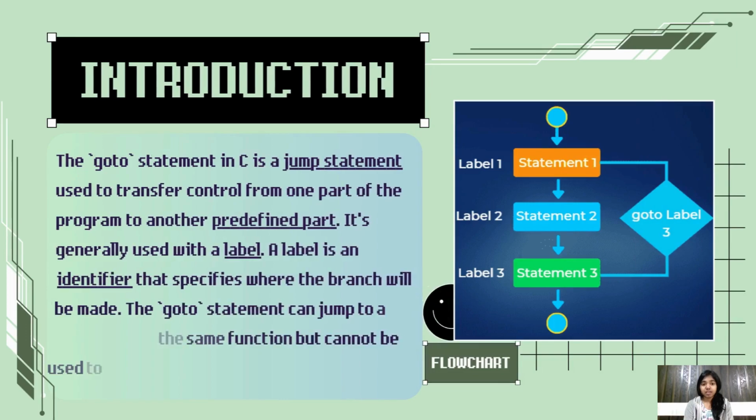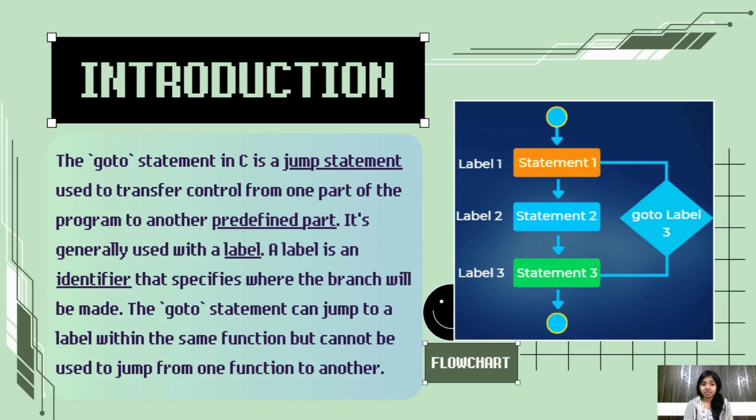The goto statement in C is a jump statement used to transfer control from one part of the program to another predefined part. It's generally used with a label. A label is an identifier that specifies where the branch will be made. A label can be any valid variable name followed by a colon.